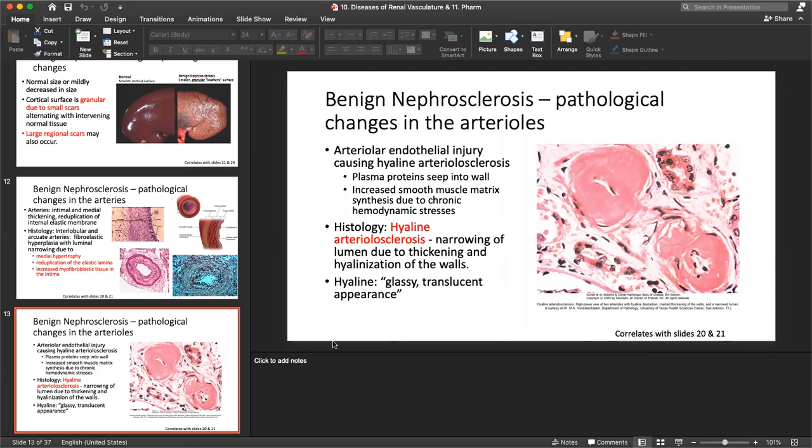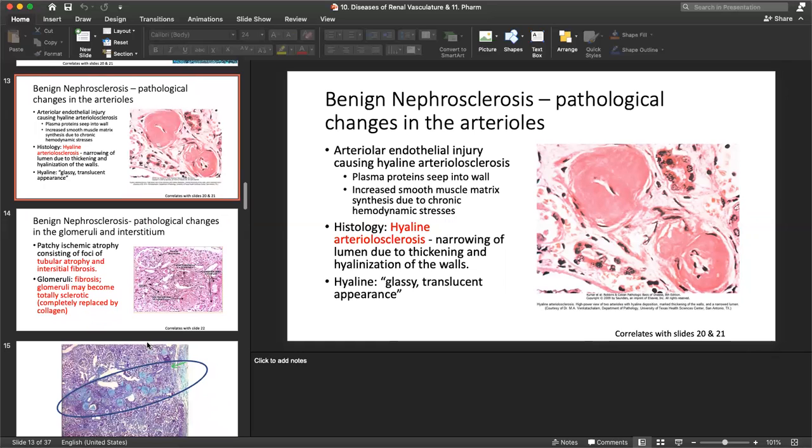With benign nephrosclerosis, this is the thing that would be the most high yield to remember. I would know this picture. Notice that it's very pink. And so what happens is there's going to be arterial endothelial injury, causing hyaline arteriolosclerosis. And so these plasma proteins are going to seep in and increase that smooth muscle matrix synthesis. And so this is called hyaline arteriolosclerosis. So know that that is with our benign nephrosclerosis. It's narrowing of that lumen, and a way you can describe it would be glassy, translucent appearance. Okay.